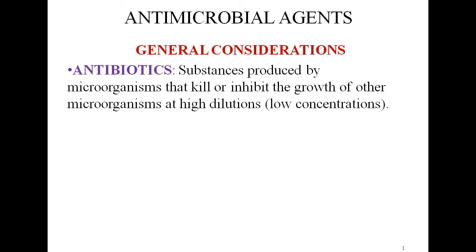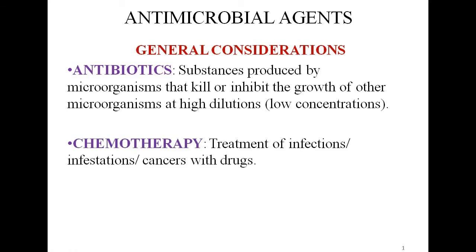Coming to the general consideration of antimicrobial agents. Definition of antibiotic: antibiotics are substances produced by microorganisms that kill or inhibit the growth of other microorganisms at high dilutions, that is, in low concentration. So antibiotics are natural in origin. They are produced by microorganisms and they inhibit or kill other microorganisms at low concentrations.